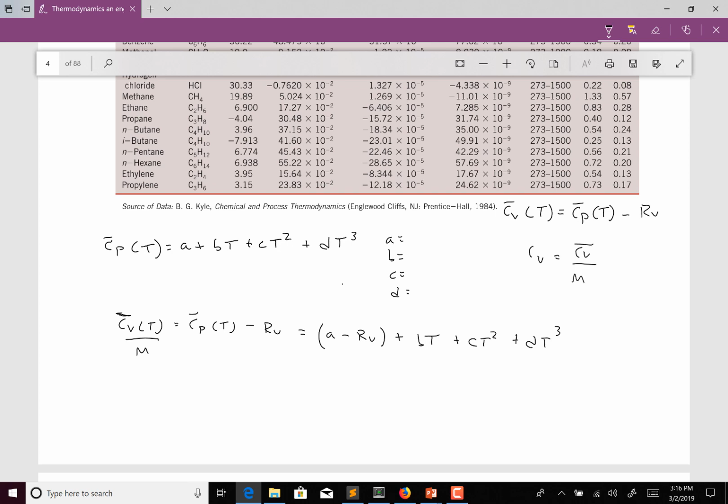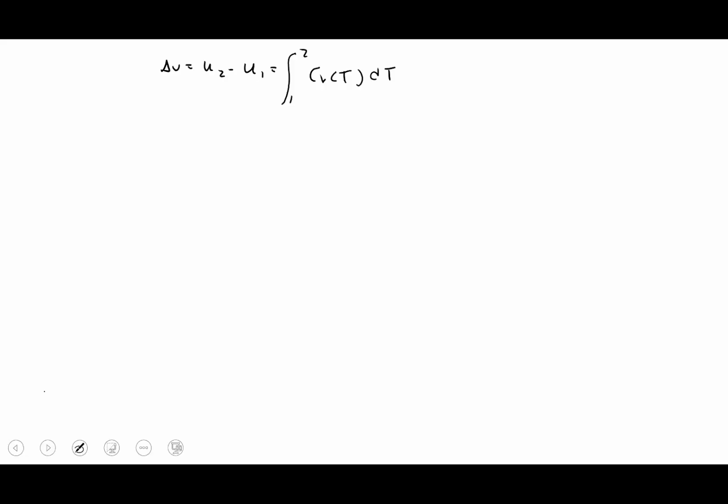But I think I'm going to do the math and then do that very last. So what we want to do, I'm going to calculate this on a molar basis, or per mole basis, first, and then I'm going to convert it into the mass basis. So this is 1 to 2, which is equal to C sub V T dt, and this is equal to state 1 to state 2, A. So I'm just copying over the equation I wrote down on the last page.